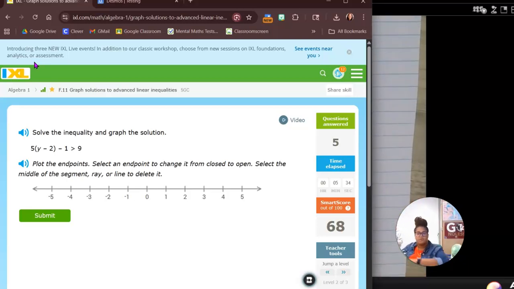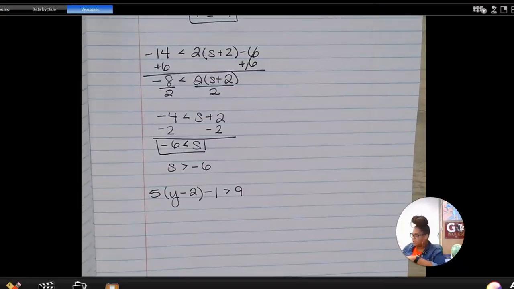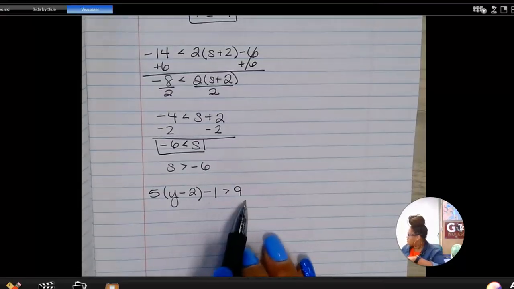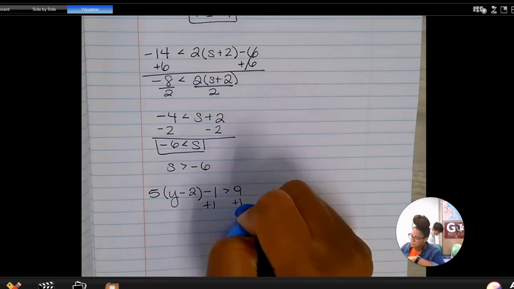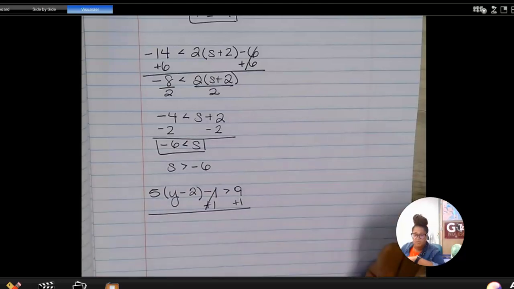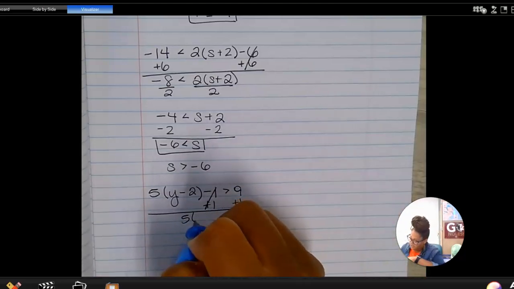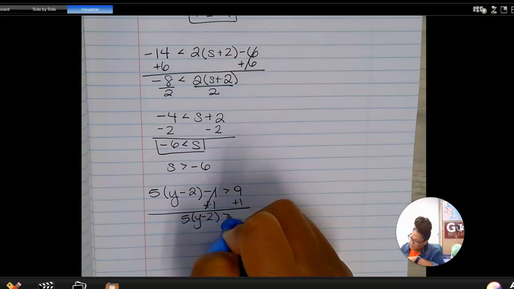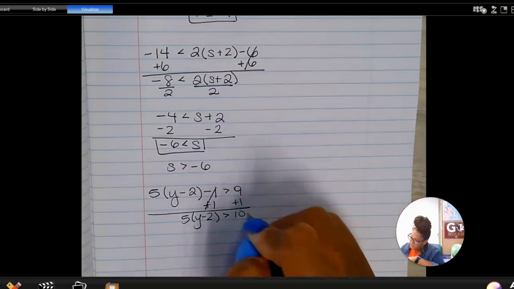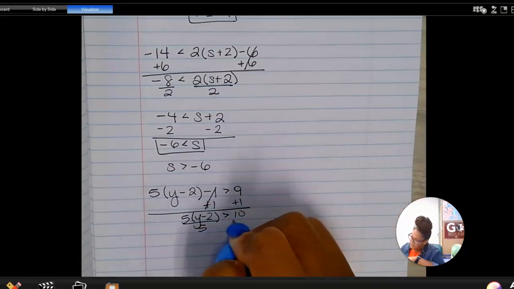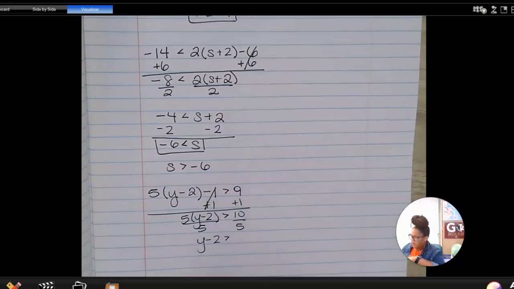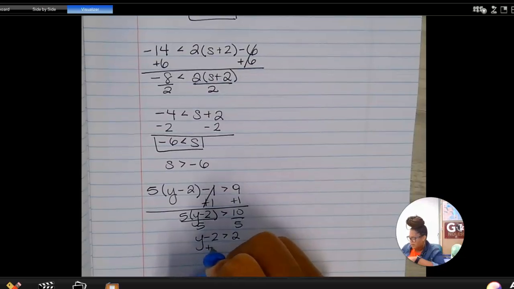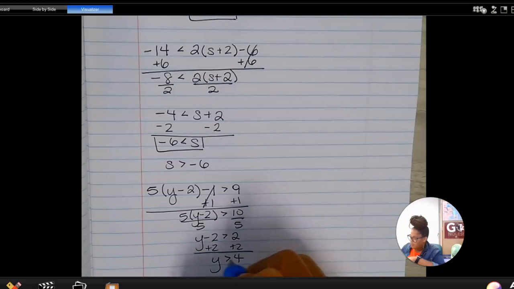All right, so this one. I'm going to add one to both sides. The ones go away. I now have 5 times (y minus 2) is greater than 9 plus 1 is 10. Divide by 5 on the left and on the right. Y minus 2 is greater than 2. Add 2, add 2. Y is greater than 4.